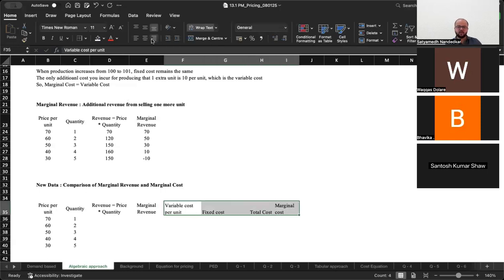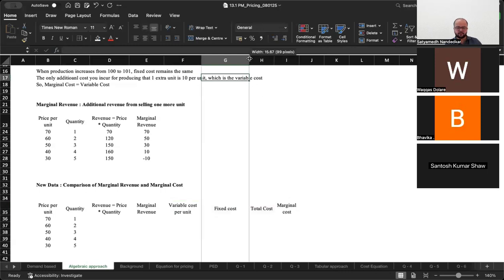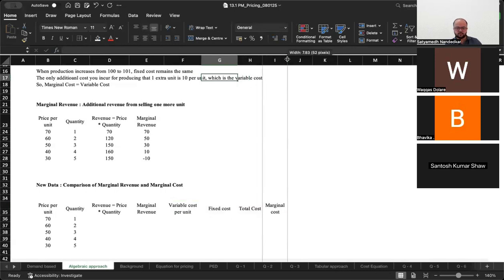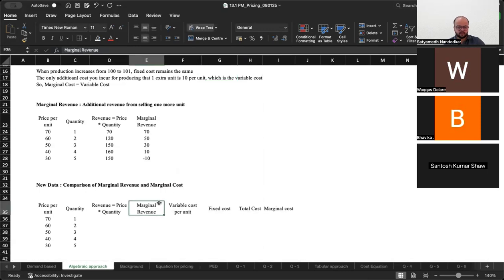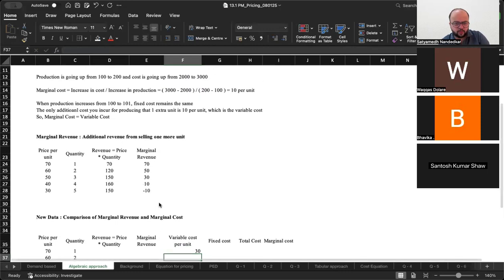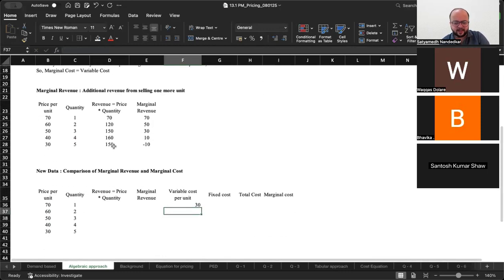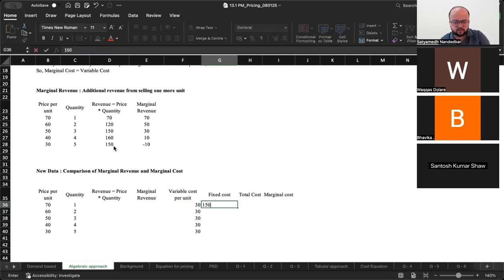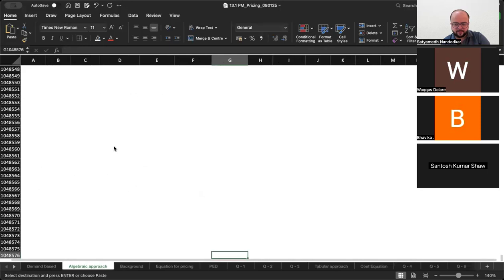So let's try to do that as well. ठीक है. Say let my variable cost per unit be 30. ये अलग डेटा है. ऊपर हमारा कुछ और था, ये अलग डेटा है. 30, 30, 30, 30, 30. Say my fixed cost is 1500. Fixed cost total remains the same.